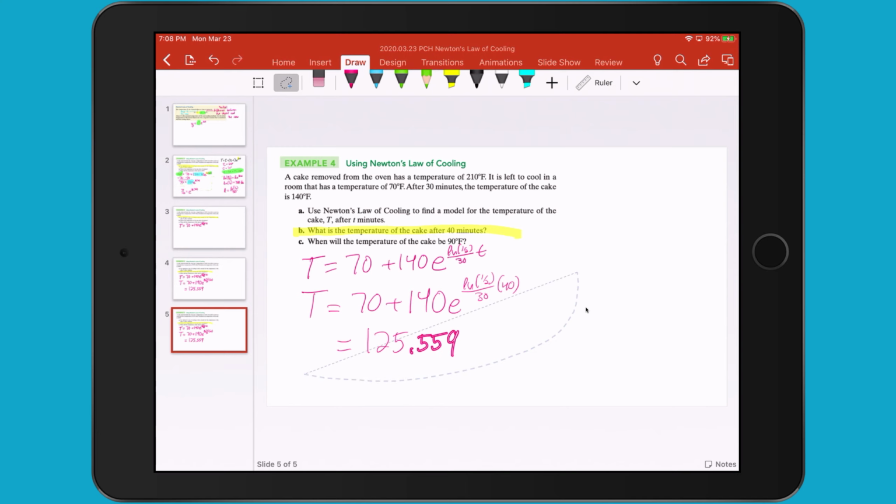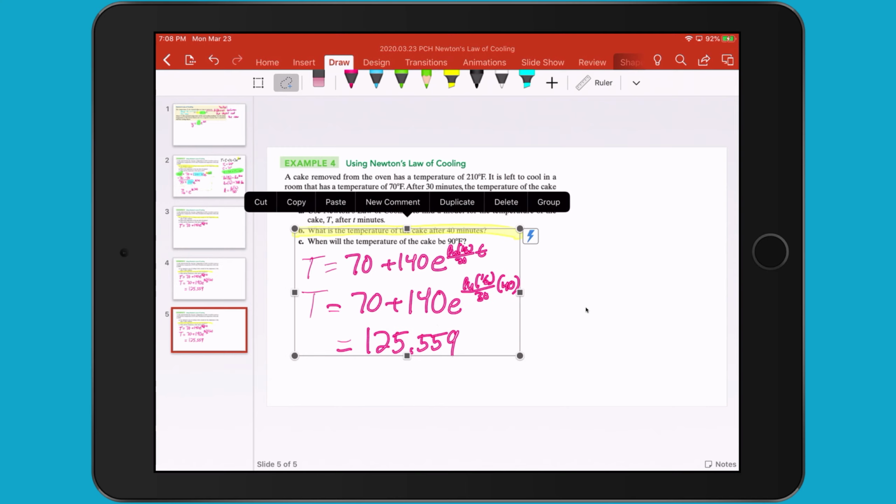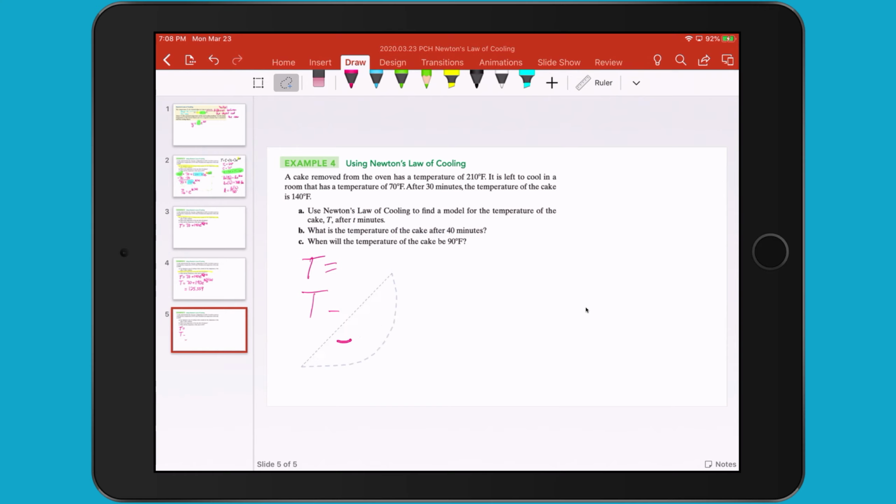Again, sorry I'm not stopping for any questions. And once again, I deleted my model there, but let's see if I can remember it. T equals 70 plus 140e to the natural log of 1/2 over 30t. Now the question we're answering is, when will the temperature of the cake be 90 degrees Fahrenheit?